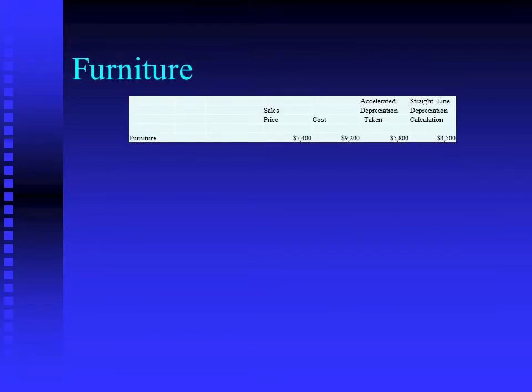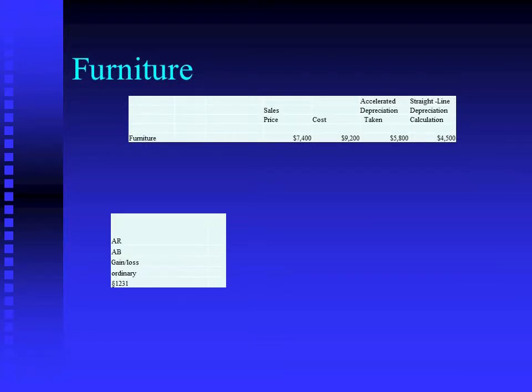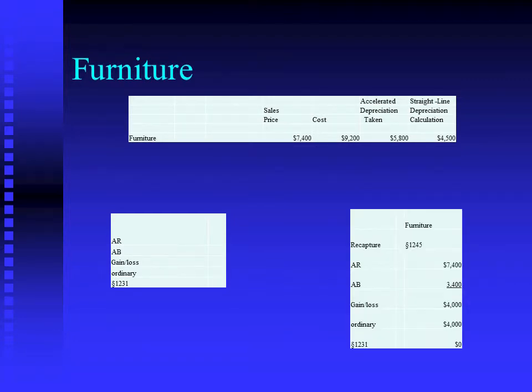So the first item was furniture, all right, and there's the information repeated. And so our amount realized minus our adjusted basis gives us our gain or loss. We'll pull off the ordinary portion that relates to recaptures. Any remaining will be 1231 gain or loss. And so here's the answer. It's the same answer that is on the spreadsheet. And so I'm not going to belabor it.